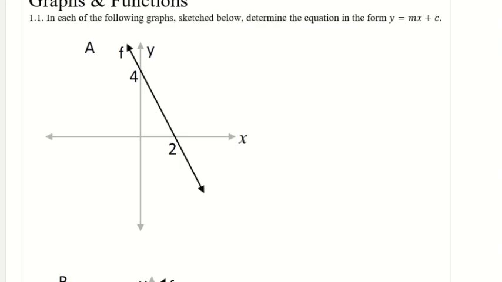We are all here to learn and engage with the topic that we have here. All right, so we are given the instruction: in each of the following graphs, sketched below, determine the equation in the form y = mx + c. Now remember, this is actually a formula that you should know.